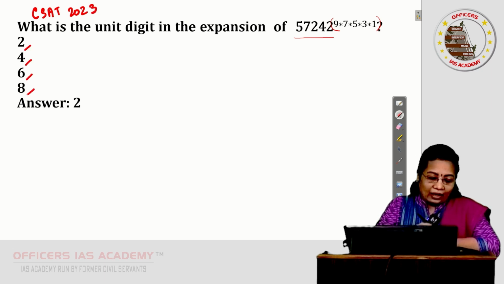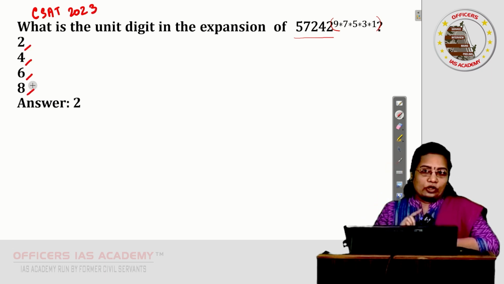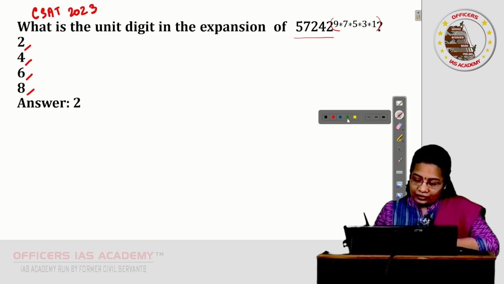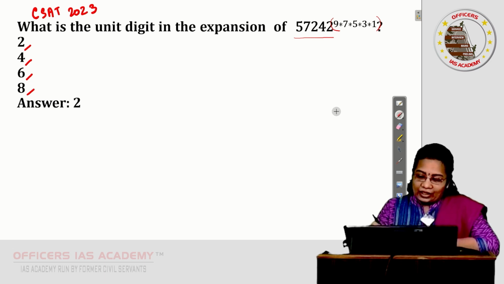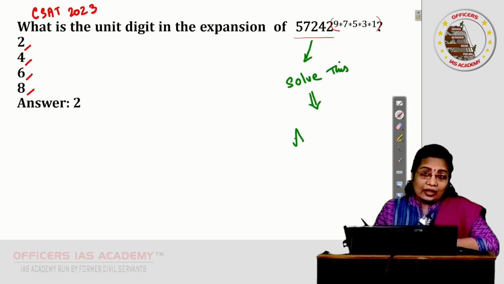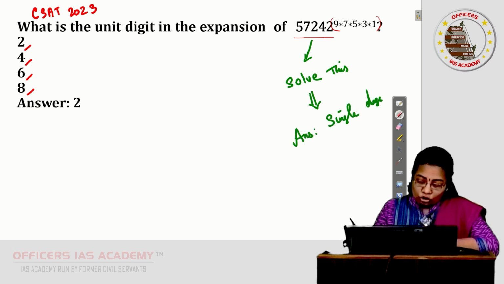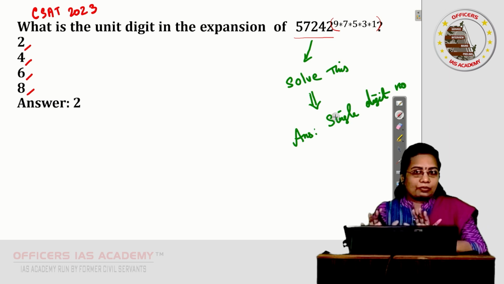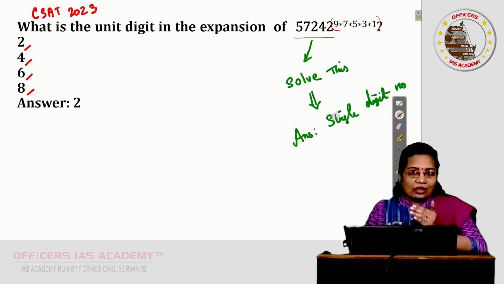Everywhere you have a one digit number. So, here the idea is, if you solve this, you will get the answer as a single digit number. This must be your understanding while looking at this question.